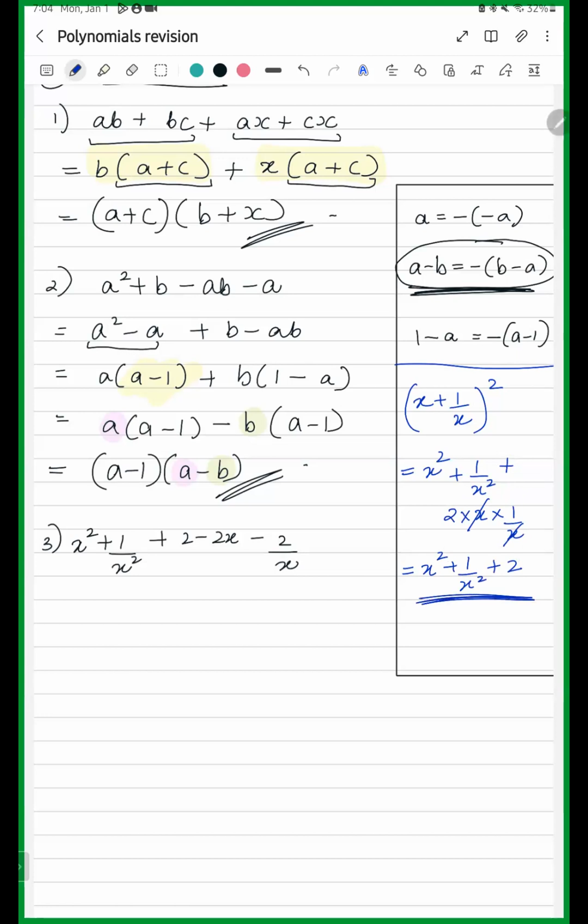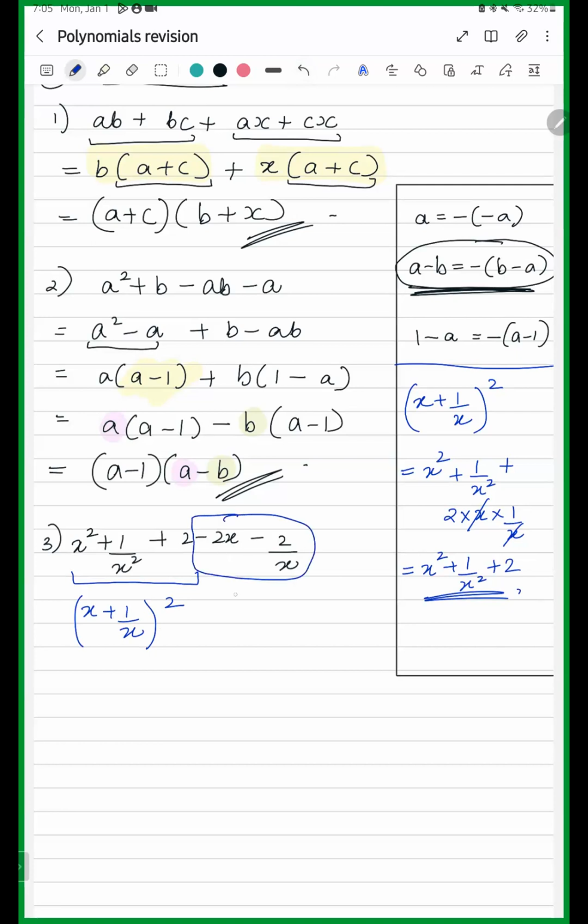Okay. If you see this anywhere, just because you're not able to see the x into 1 by x over here since it's getting cancelled, you might get confused. But remember that it's like this. Okay. So this portion is x plus 1 by x whole square. Okay. And now let's see what we can do with the rest of the question.